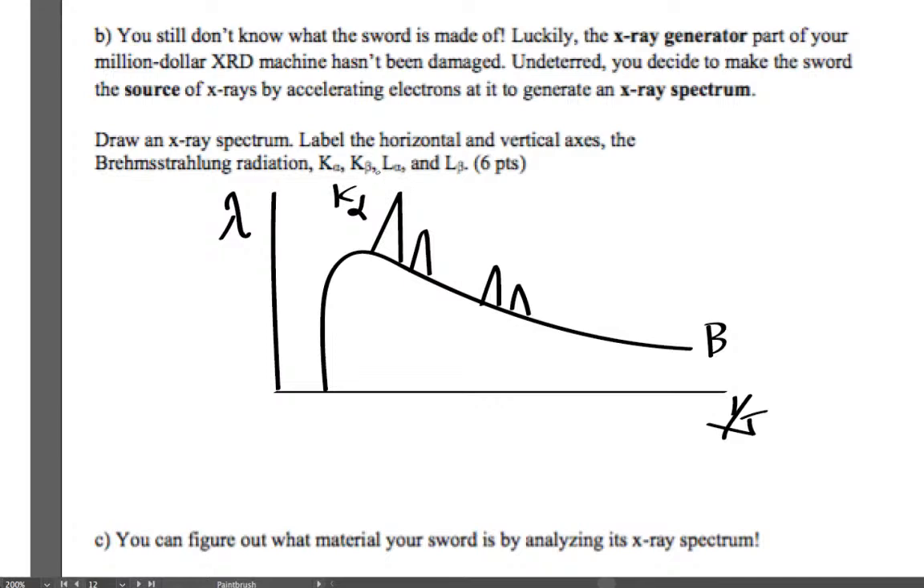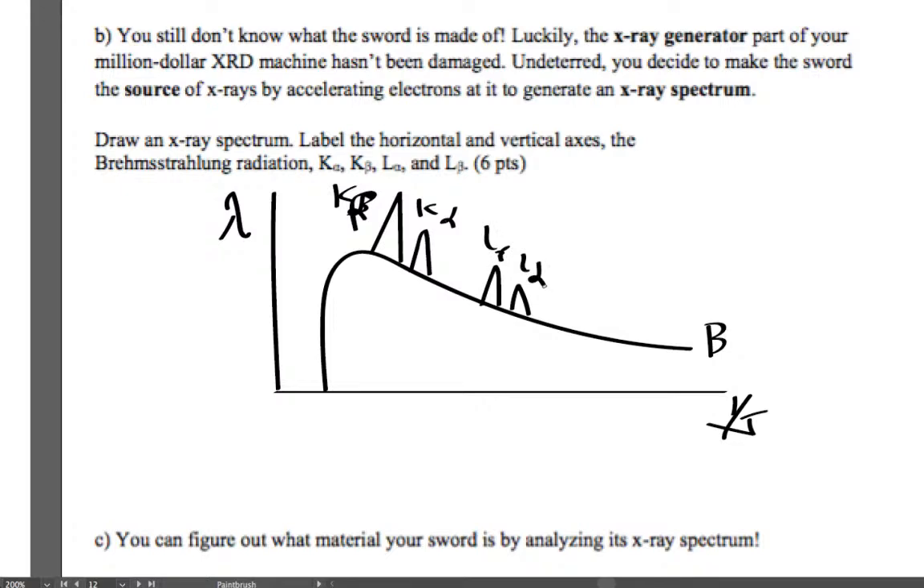Which one would actually have the higher one? Is it K beta? K beta actually has the longer one. K alpha has a shorter one. L alpha is a bit shorter, and L beta is shorter. Okay, so I guess this one here would be K beta, and then this one would be K alpha. This would be L beta, and then L alpha.